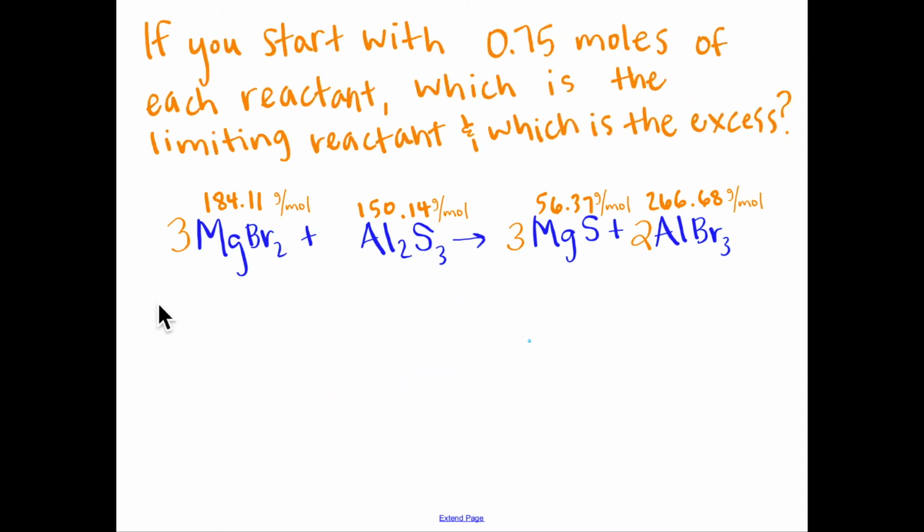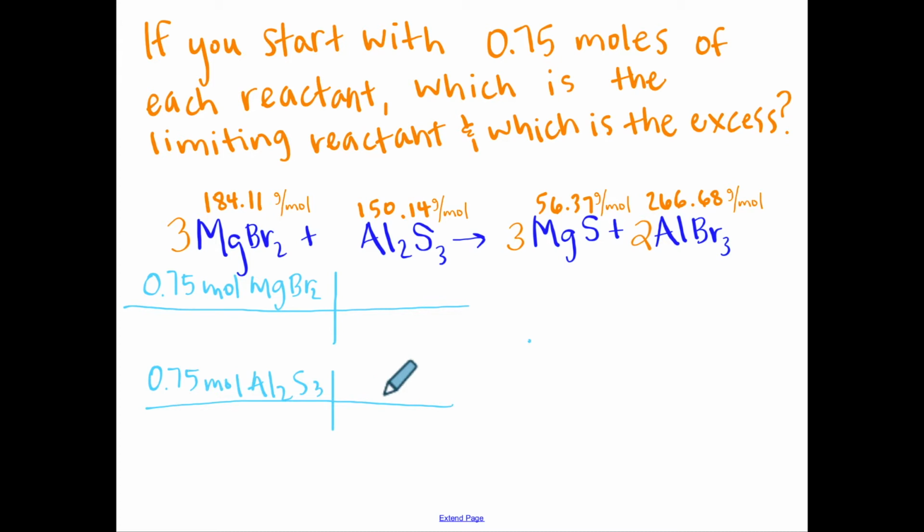Okay, so here is the type of problem you would have if you're trying to do limiting reactants. It says if you start with 0.75 moles of each reactant, which is the limiting reactant and which is the excess reactant. So the first thing we're going to do is write down our givens. We have 0.75 moles of each reactant. The reactants are the ones on the left side. So we have MgBr2, and we also have 0.75 moles of Al2S3.